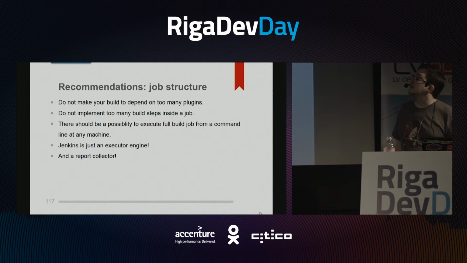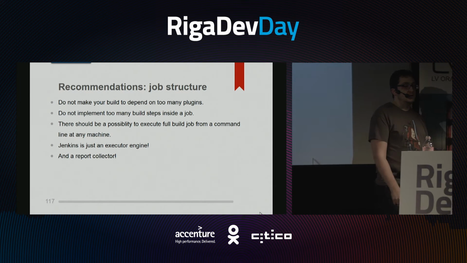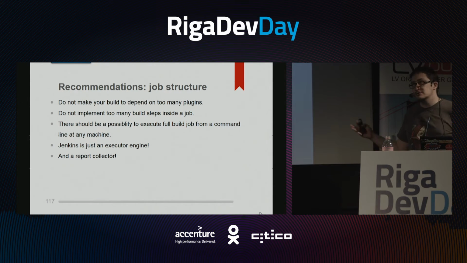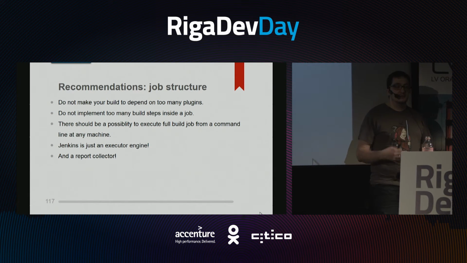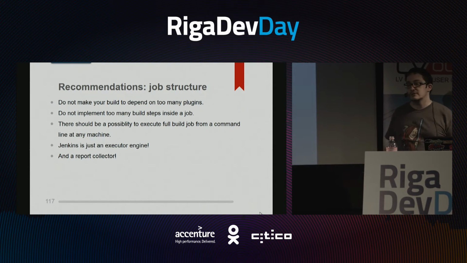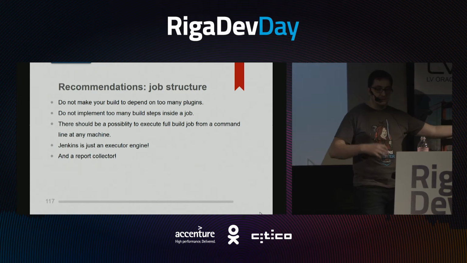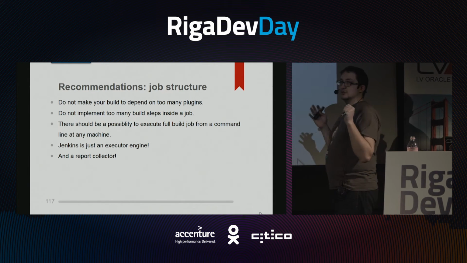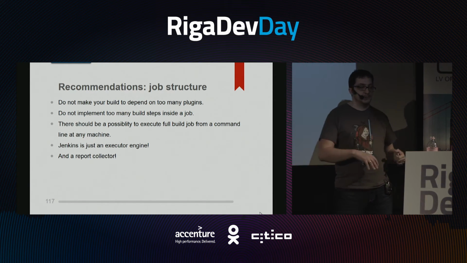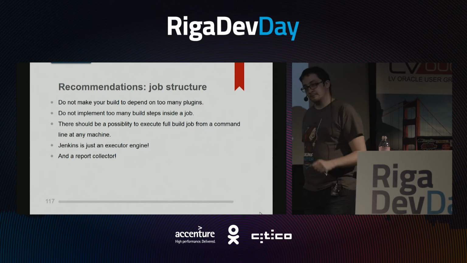One thing that I think is important is that any job structure should be as simple as possible. Don't try to use too many plugins to create your jobs, and don't implement too many build steps inside the job. I've seen many times when people create huge job definitions with a lot of steps, like calling this, calling that. Try to split that, or try to actually delegate the work of doing the glue logic into your build tool rather than to Jenkins.